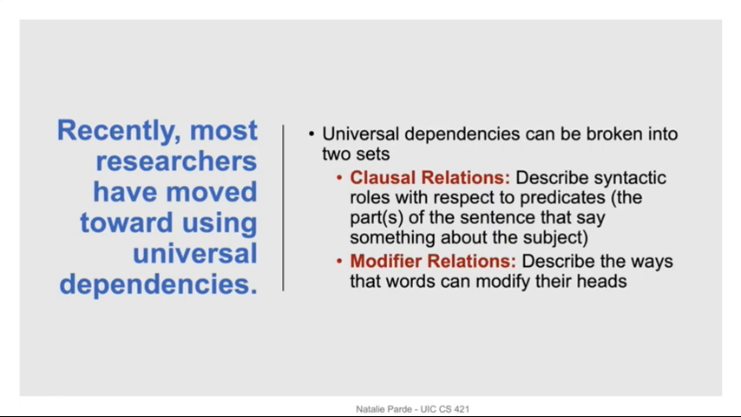Universal Dependencies can be broken down into two subsets: the set of clausal relations, which loosely correspond to the parts of the sentence that refer to the subject, and the set of modifier relations, which loosely correspond to the parts of the sentence that modify the headwords of other relations. Clausal relations form the core of the sentence and convey the key information, whereas modifier relations are what make the sentence interesting.